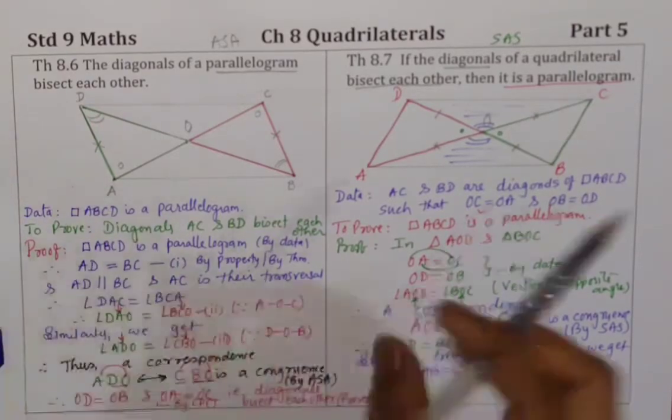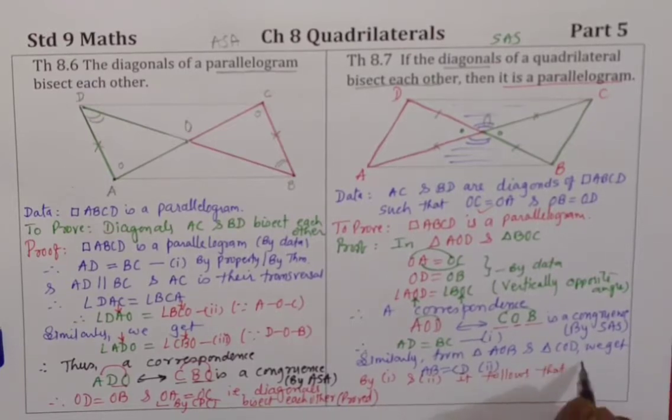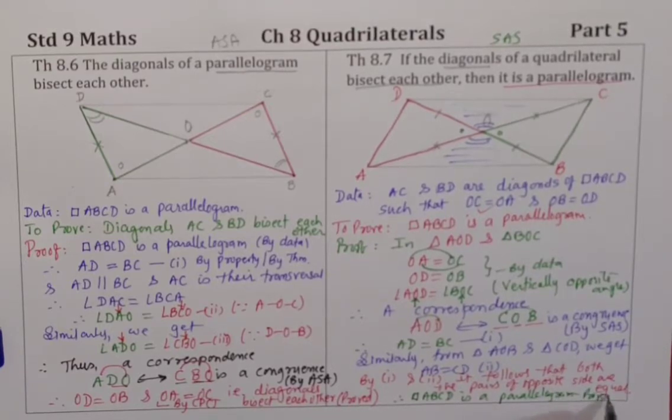So by 1 and 2 it follows that both the pairs of opposite sides are equal. Therefore, quadrilateral ABCD is a parallelogram. Children, proved. Clear? I hope so.